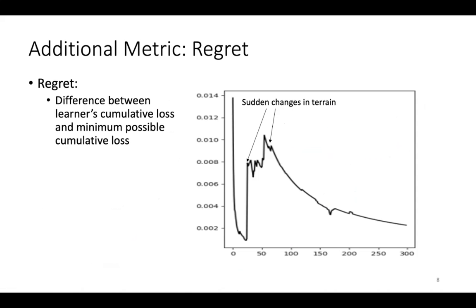Another indication that our method offers some improvement is by monitoring the regret of the learner, where regret is defined by the difference between the learner's cumulative loss and the minimum possible cumulative loss. The spikes we observe in the regret are explained by sudden changes in the properties of the environment, so the learner needs a chance to adjust accordingly.